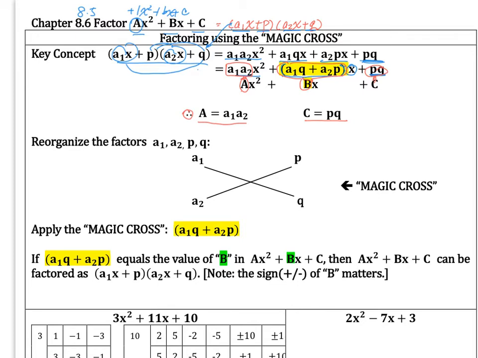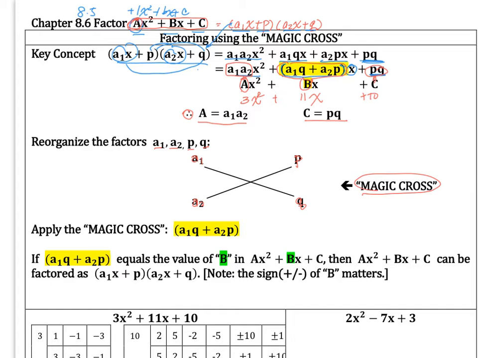And we can reorganize the factors a1, a2, p, and q, and use this method called the magic cross to factor polynomials in the form of ax squared plus bx plus c. That is when the leading coefficient a is not positive 1. So we're going to write a1 here, a2 here, p, q. Okay, and then let's look at this example. 3x squared plus 11x plus 10.